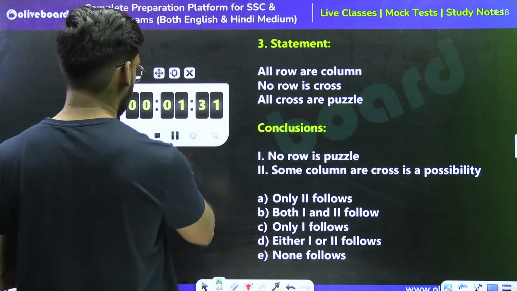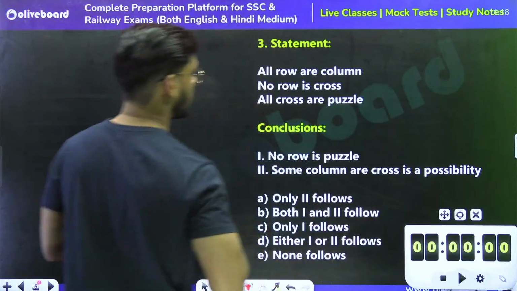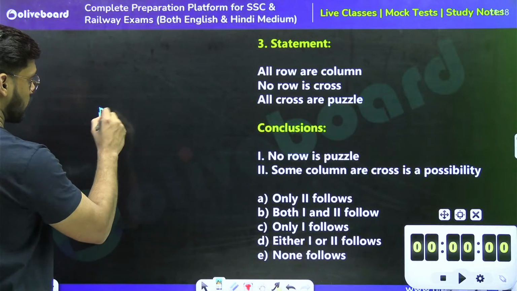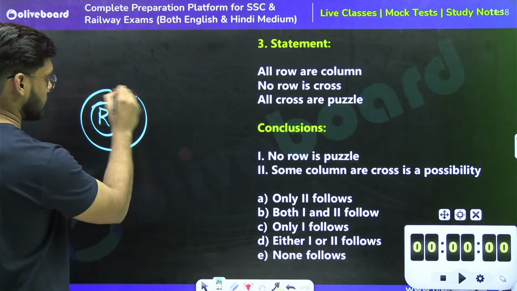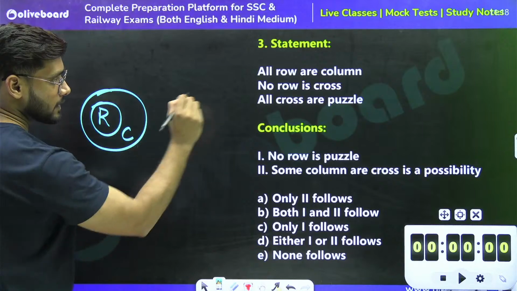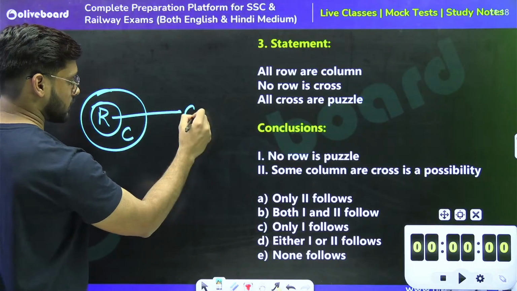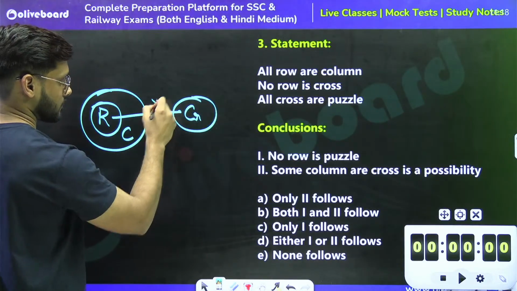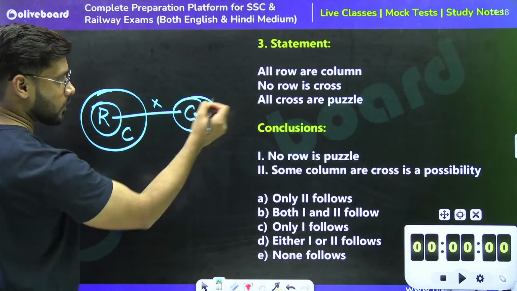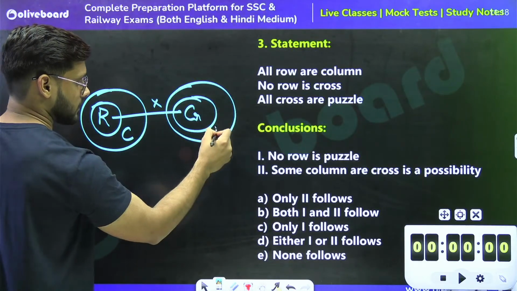Okay, let's see the right answer for this question again. All row are column, like this, all row are coming inside column. No row is cross. This is column, this is cross. All cross are puzzle.